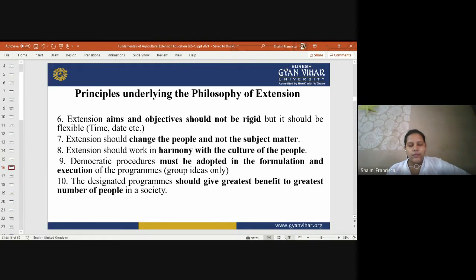Then the sixth one is, aim and objective should not be rigid. This is a very great thing that we are studying here. What does rigid mean? It shouldn't be like, if I have told it, it won't be changed at any time. We have to see what the situation is on the ground, and we have to manipulate our objective a little bit in such a way that the people can easily adopt that particular thing. Then, change the people and not the subject.